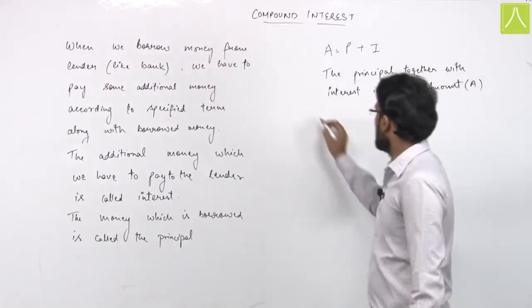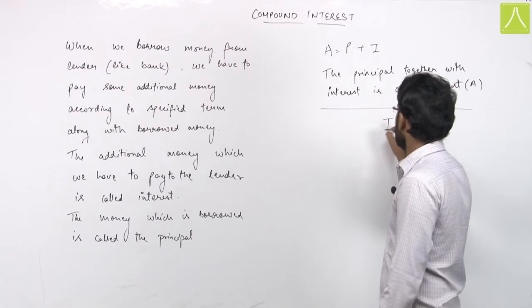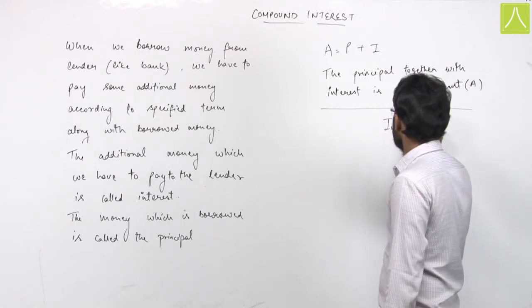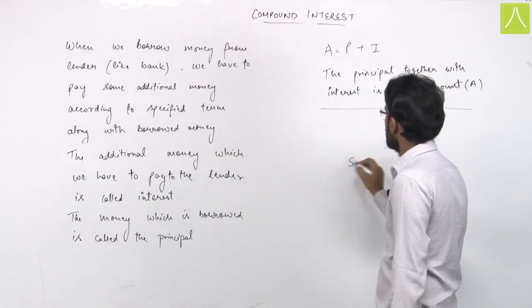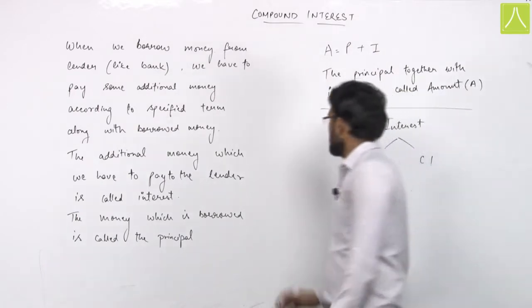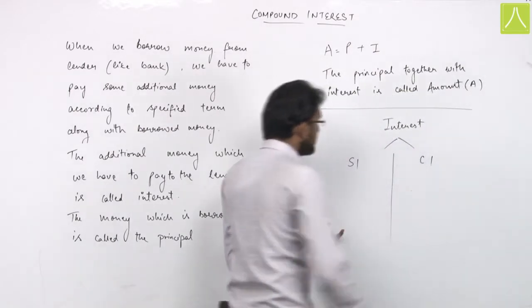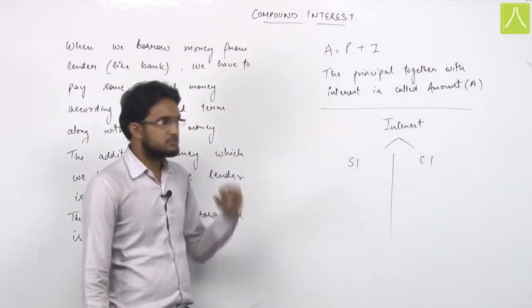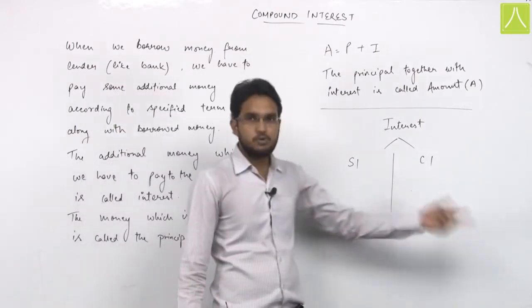Now, interest can be of two types. As I have told you before, it can be calculated as simple interest and as compound interest. We all know the simple interest formula we have studied before, that is P into R into T, and compound interest we are going to study now.